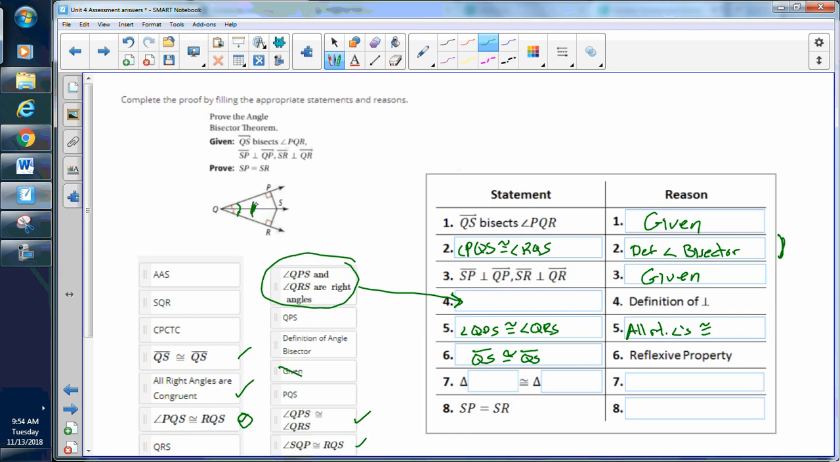And if we mark our picture, we can see we have 2 angles and a side of both triangles, but the side is not between the 2 angles. So our reason is angle, angle, side.